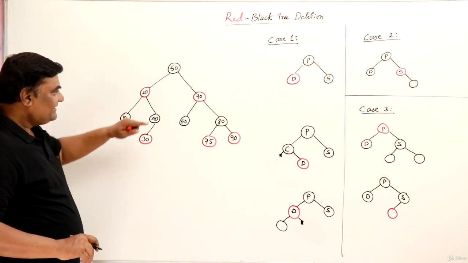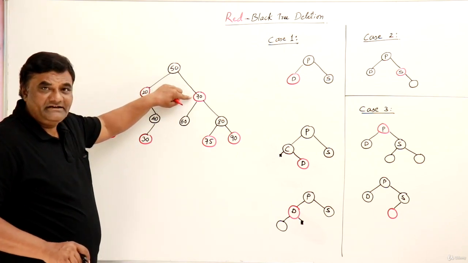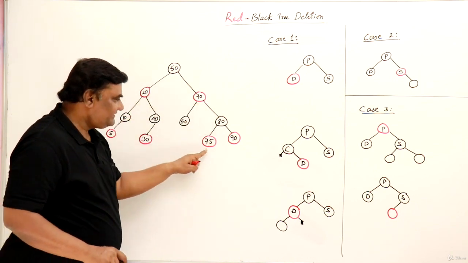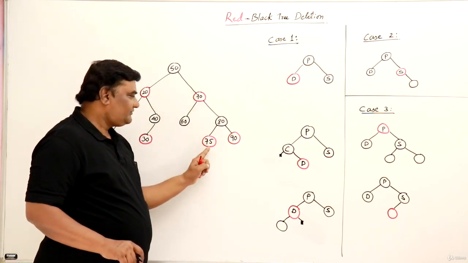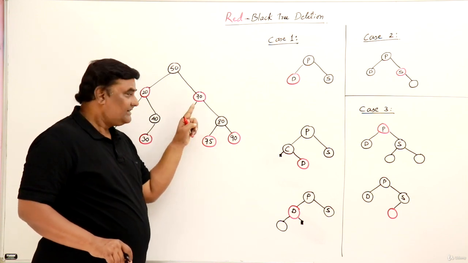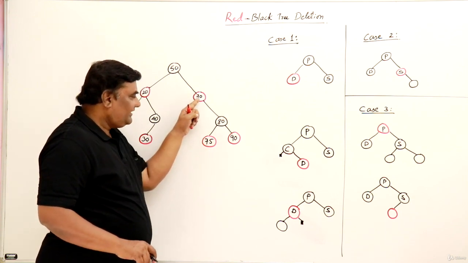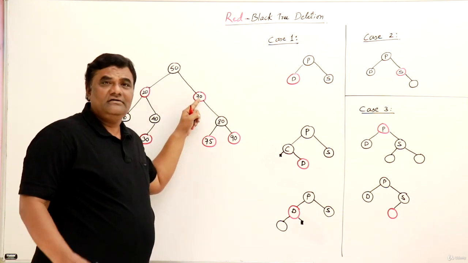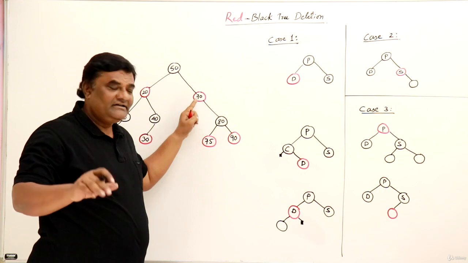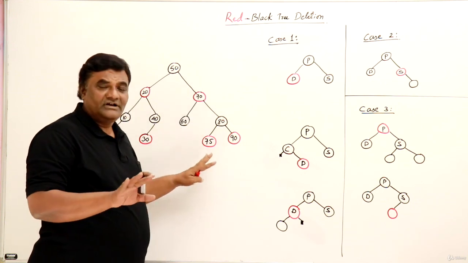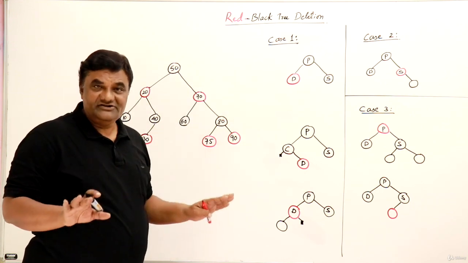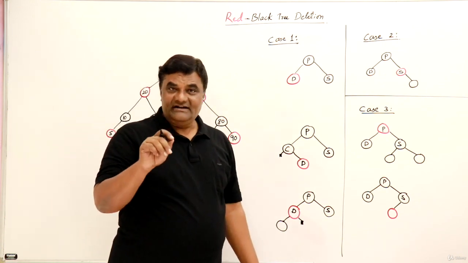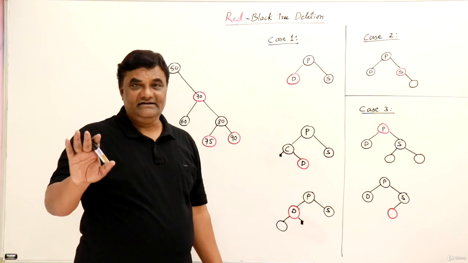Now one more example. I want to delete 70. Who will take its place? Either the in-order predecessor or the in-order successor. Either 60 will take its place or 75 will take its place. Suppose you are sending 75 there, then you have to delete this node. What is the color of this node? Red. Simply delete it. 75 goes there and you don't have to do any adjustment at all. So if the node that you are deleting is red, then blindly delete that node.